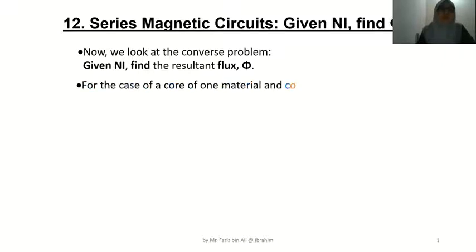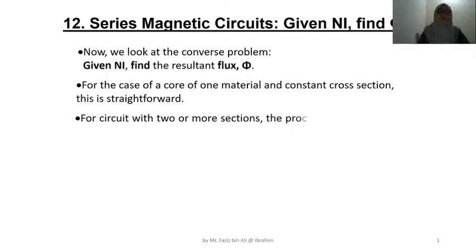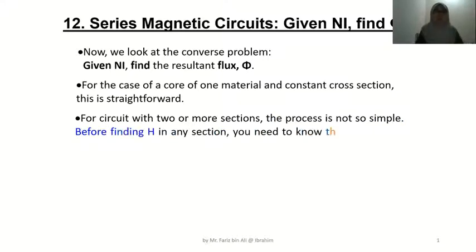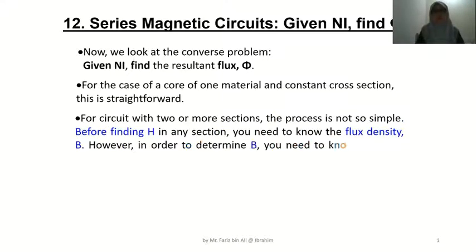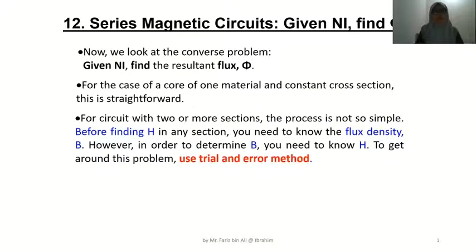For the case of a core with one material and constant cross-section, this is straightforward. But for circuits which have two or more sections, the process is not so simple, because before finding the H in any section, you need to know the flux density B. However, in order to determine the B, you need to know the H. To get around this problem, the practical approach is to use the trial and error method.